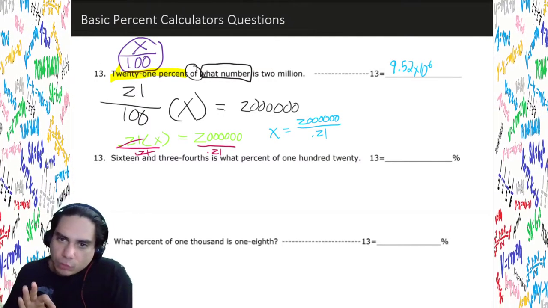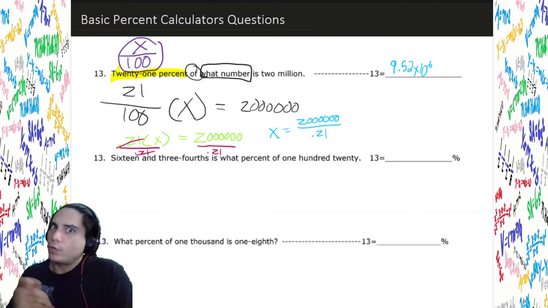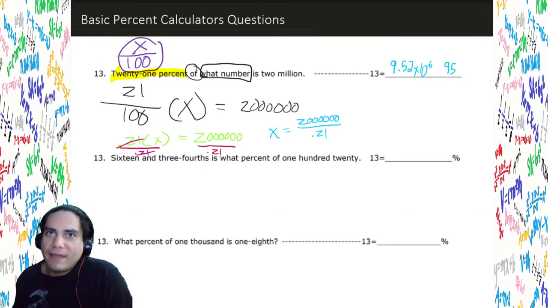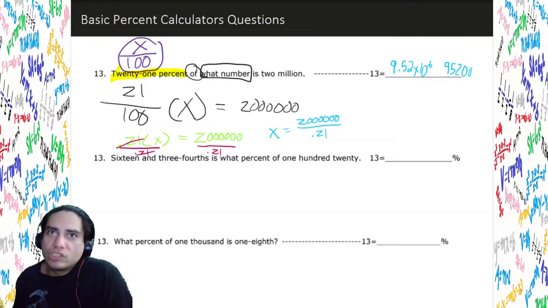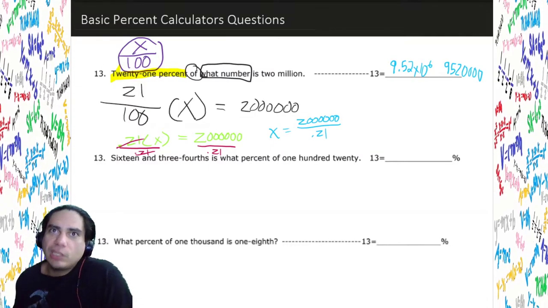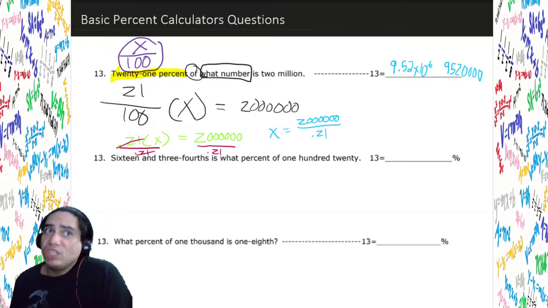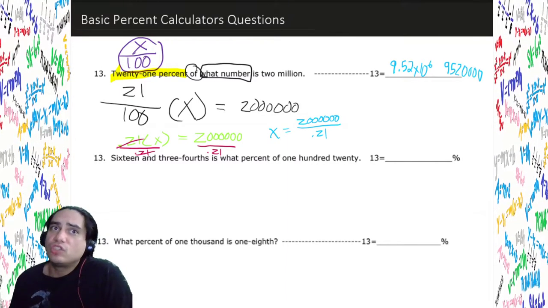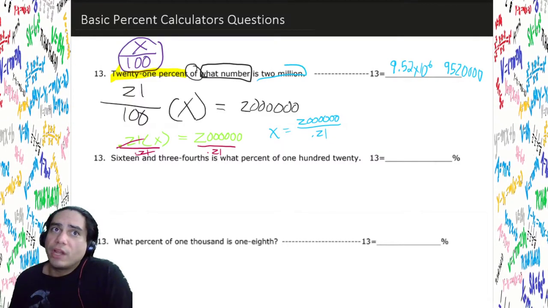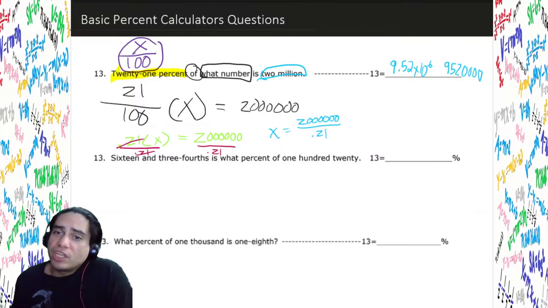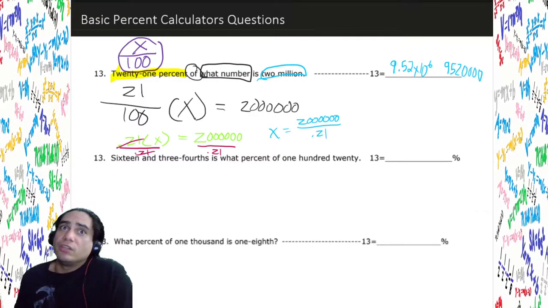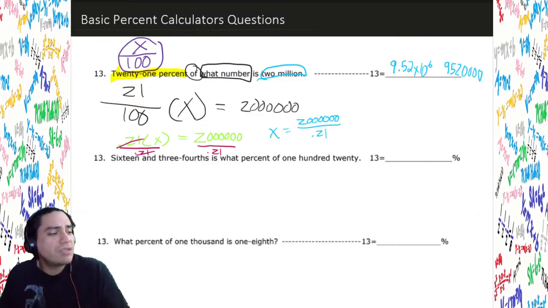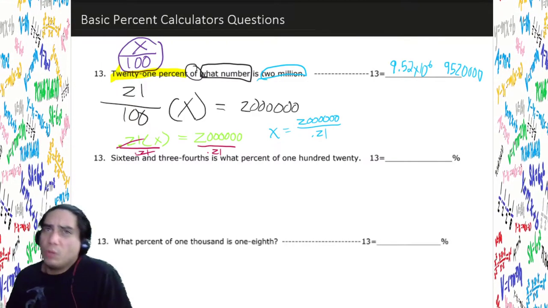Some of you might want to turn that into standard form, which you sure can. We put 952 and add 4 zeros to it. This number does seem reasonable, because 21% gives us 2 million, so 100%, our complete value, should be much greater than that, which in this case is about 9,520,000. So it's a reasonable answer, but that doesn't mean we have to write standard form.